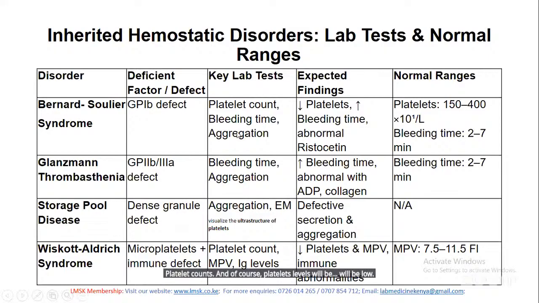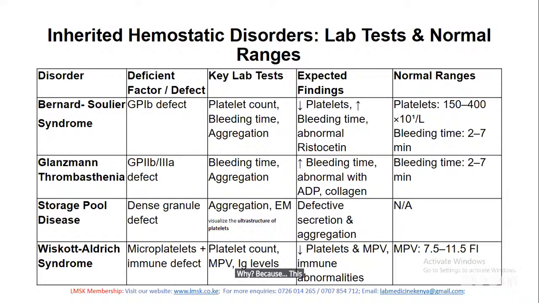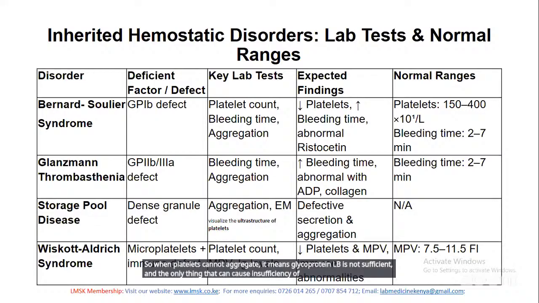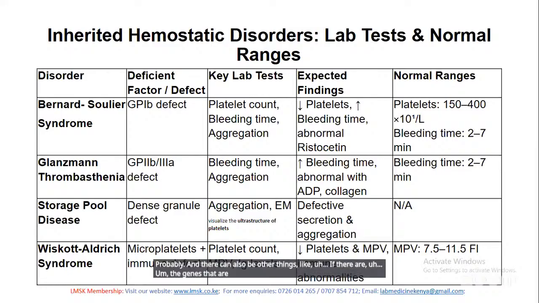Then the bleeding time, of course, will be raised, and then aggregation will be abnormal. Why? Because this protein is expected to enable aggregation. So when platelets cannot aggregate, it means glycoprotein 1B is not sufficient. And the only thing that can cause insufficiency of glycoprotein 1B is a genetic defect, probably. And there can also be other things, like if the genes that are supposed to express these proteins are masked by other molecules.